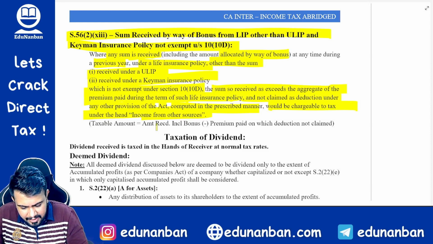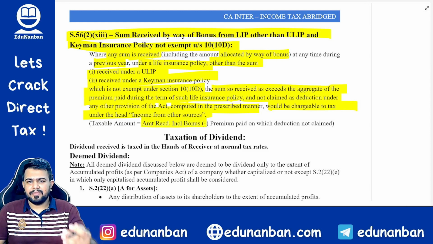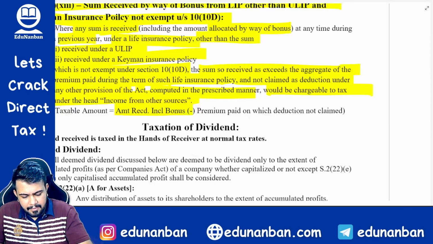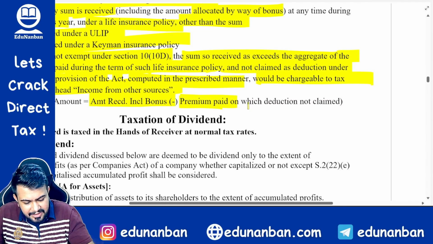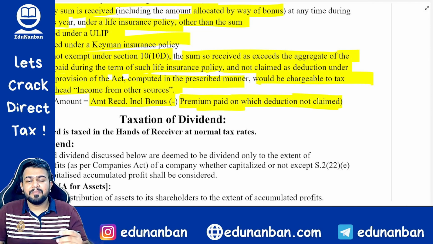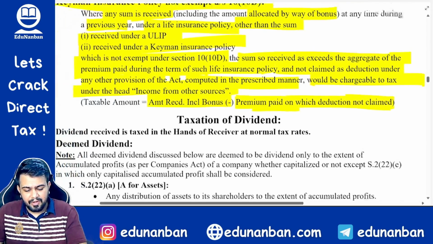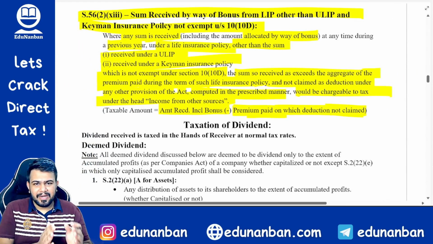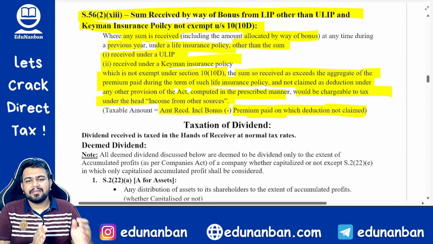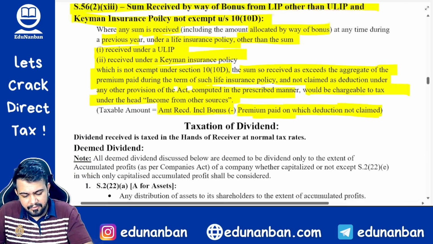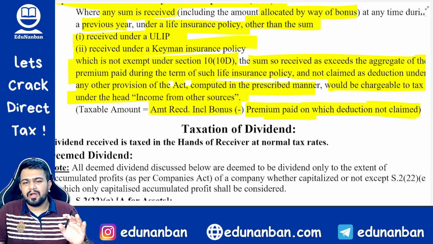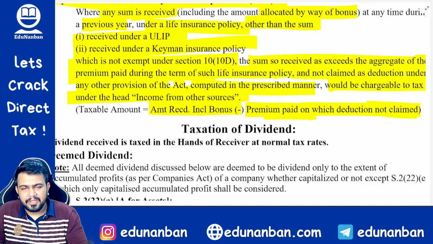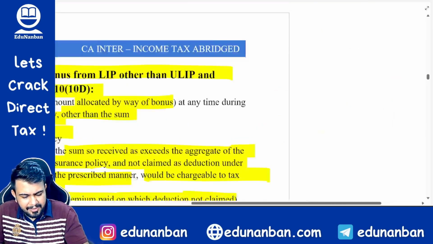The income is nothing but the total amount received from the policy, including bonus, minus the premium paid on which deduction was not claimed. Because if you reduce the premium paid on which you had already claimed the deduction, then there is no point in reducing it from the total amount, because you have already taken the benefit of that premium. So only the premium paid on which the deduction was not claimed can be reduced from the total amount. So let me take an example.